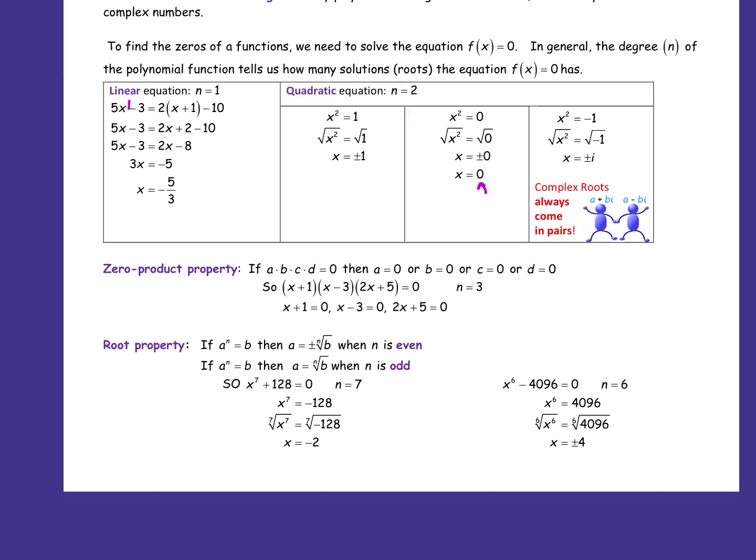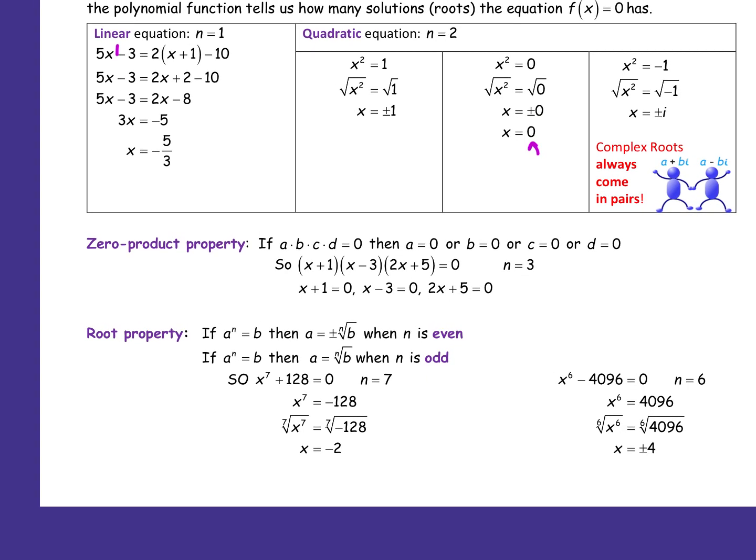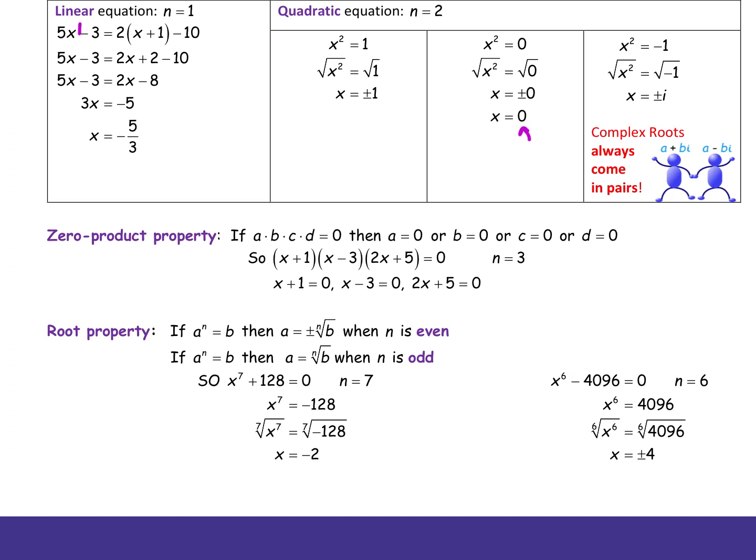And then the other thing we want to talk about is the root property. So if a to the nth equals b, how do I get rid of that nth? I take the nth root. That's how you undo an exponent. The important thing is if my root is even, so if n is even, 2, 4, 6, 8, my answer will be plus or minus. So I'll have at least 2 answers. If my root is odd, it won't. I will only have 1 answer.